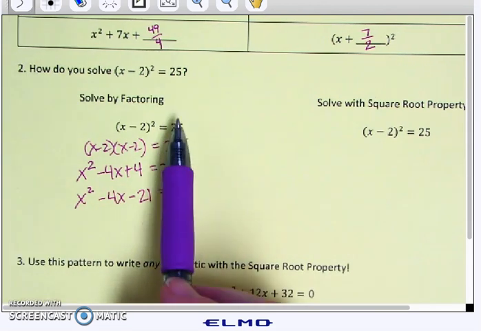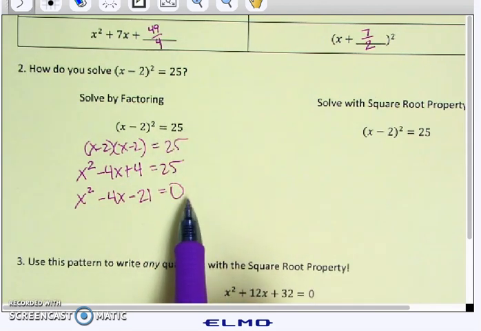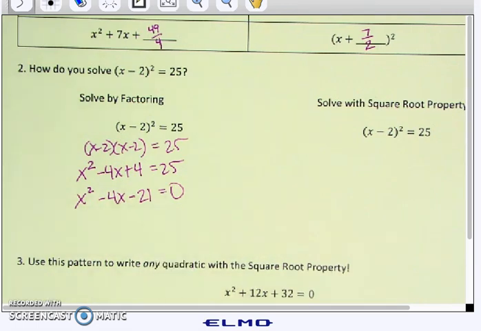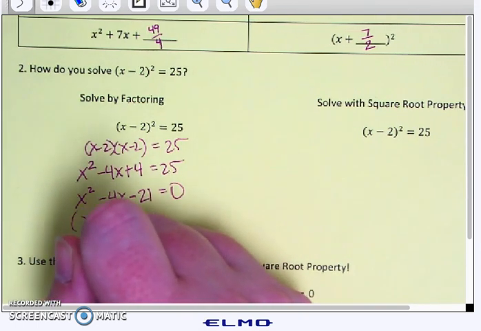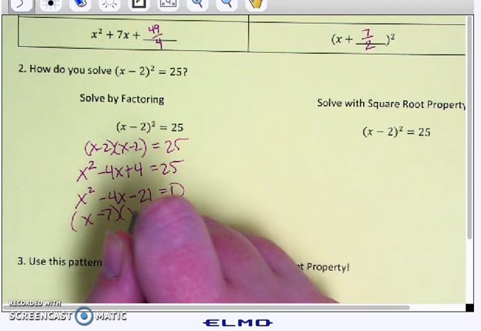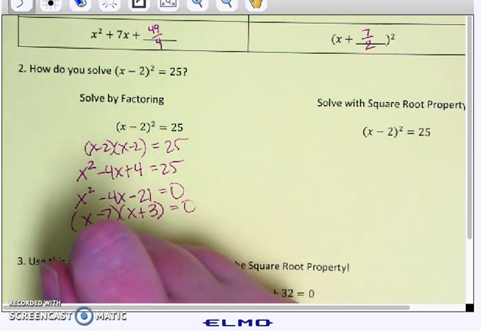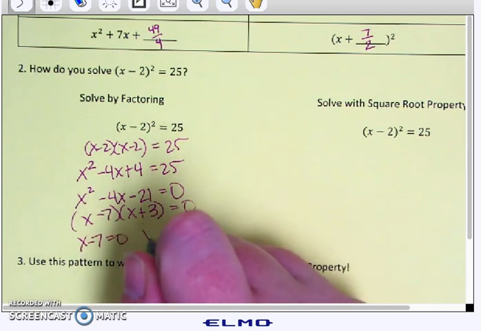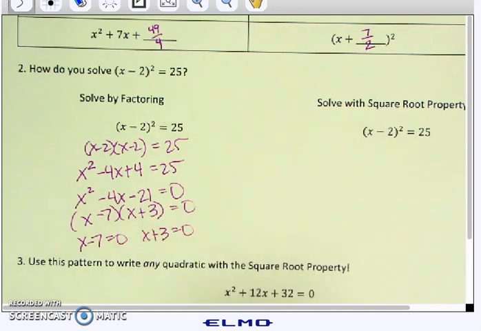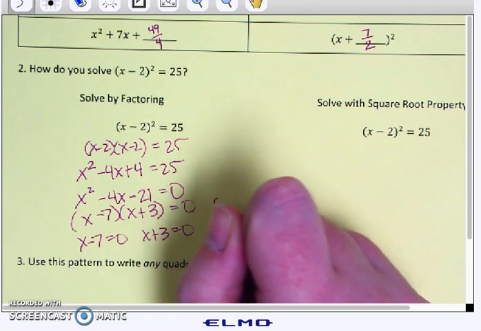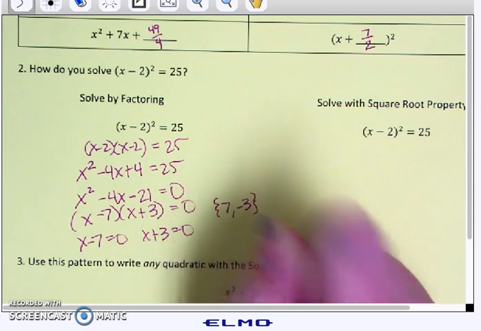Okay, to solve by factoring, we're using the zero product property. So you set the equation equal to 0. From here, you factor to x minus 7, x plus 3, and then set each factor equal to 0. So our solutions would be 7 and negative 3. And I ran out of room there.